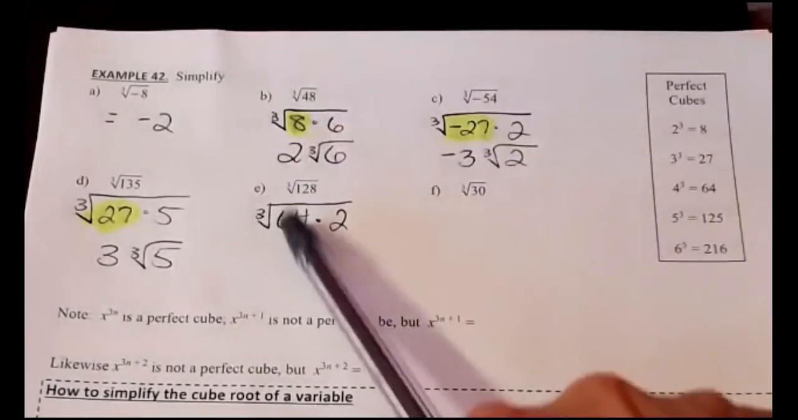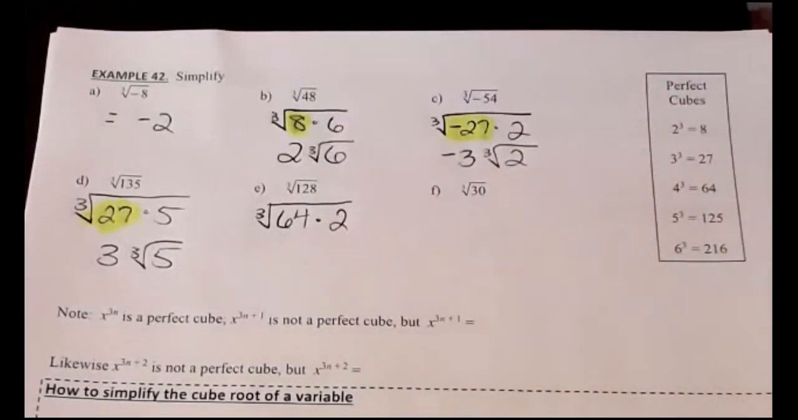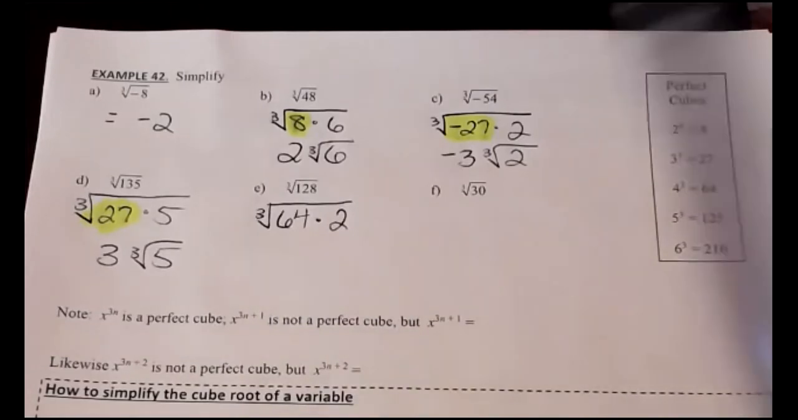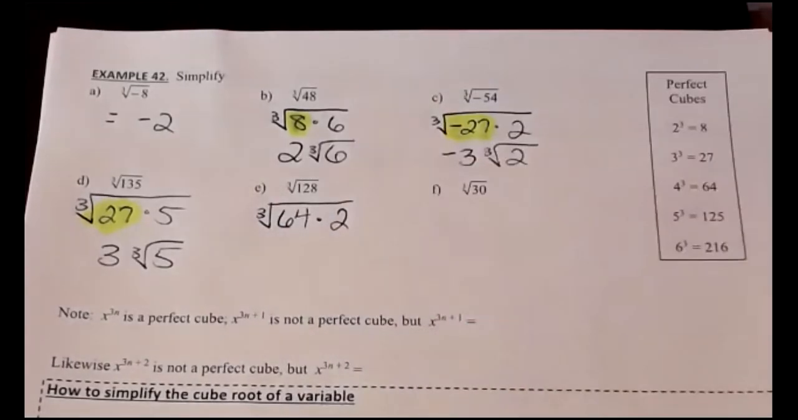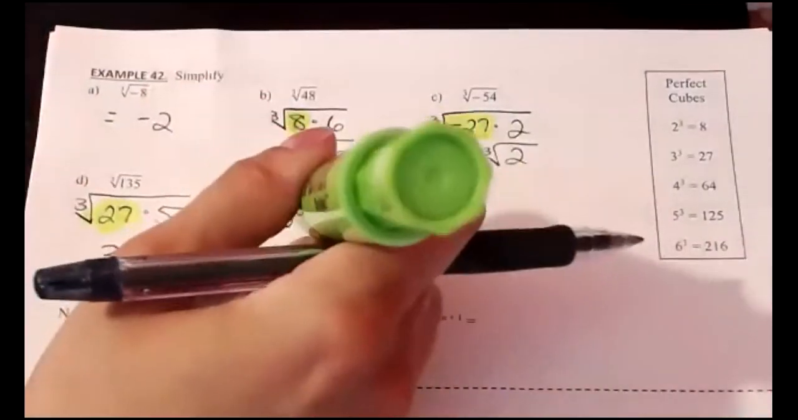So we want to look for the highest. 8 does work, but you'll end up having to simplify more. So you always want to look for the highest. So the cube root of 64 is?